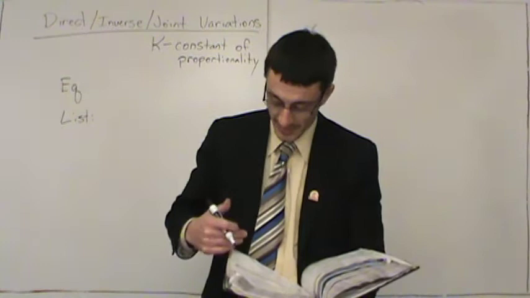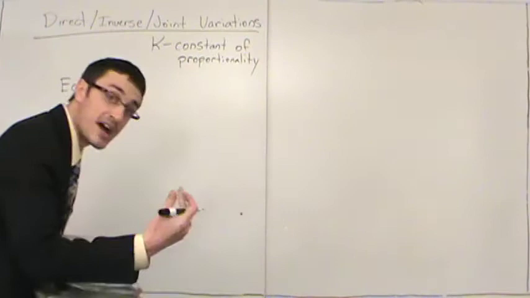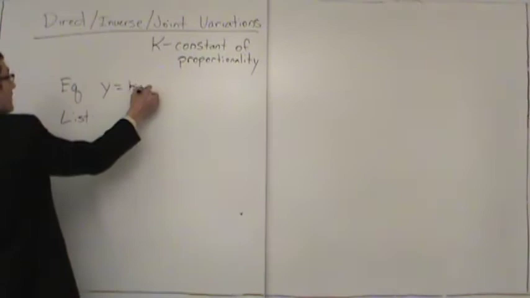Looking at the top of page 587, in the green box, example 1 says, if y varies directly as x. So what does it just say? It just gives you an equation. If y varies directly as x, so what do we write? Y varies directly. What does this mean? Put x in the top. Y varies directly as x. So do we have an equation?